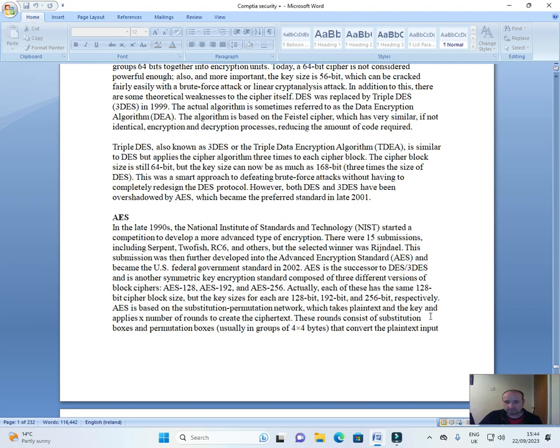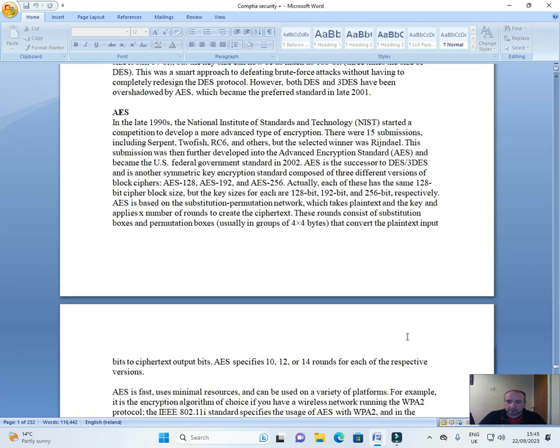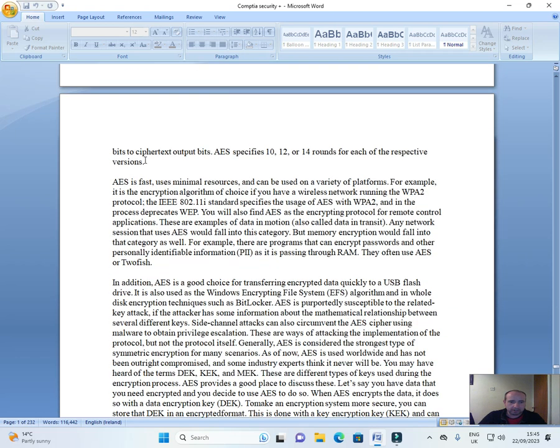AES is based on the substitution and permutation network, which takes plain text and the key and applies X number of rounds to create the ciphertext. These rounds consist of substitution boxes and permutation boxes, usually in groups of 4 by 4 bytes that convert the plain text input bits to ciphertext output bits. AES specifies 10, 12 or 14 rounds for each of the respective versions. AES is fast, uses minimal resources and can be used on a variety of platforms.